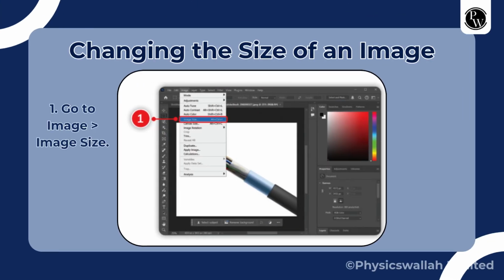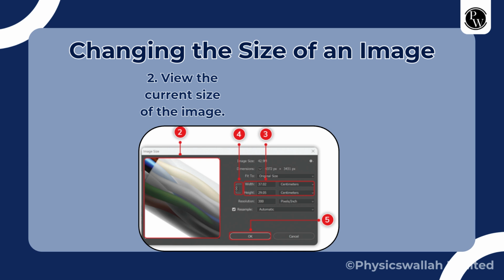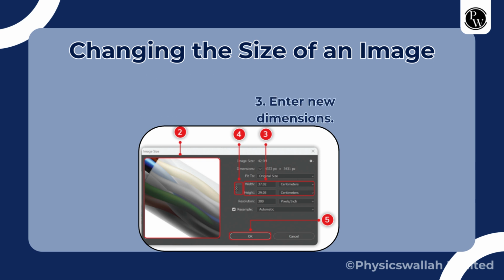To resize an image in Photoshop, go to Image, Image Size. Click on Image in the top menu, then select Image Size from the drop-down. View the current size of the image. A window will show the current width and height in pixels. Enter new dimensions. Type new values for width and height to resize the image. Reduce the numbers to make it smaller or increase them to make it larger.